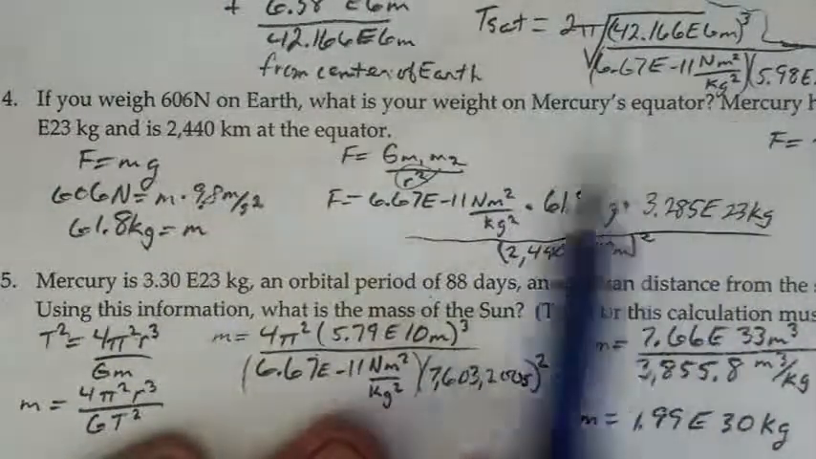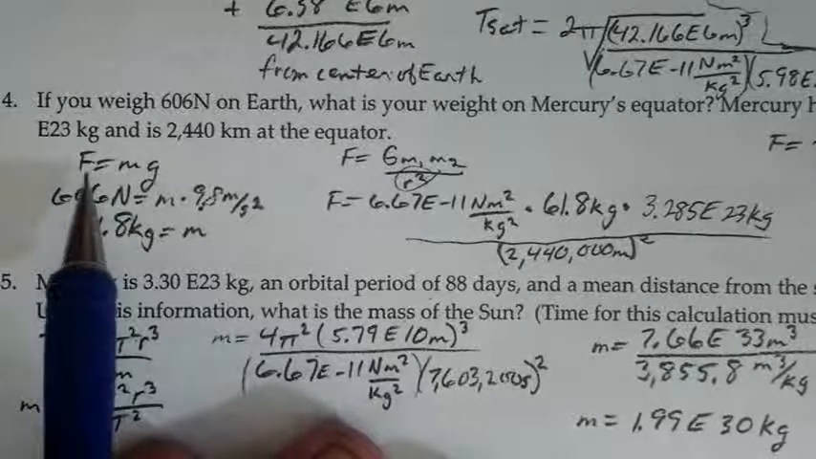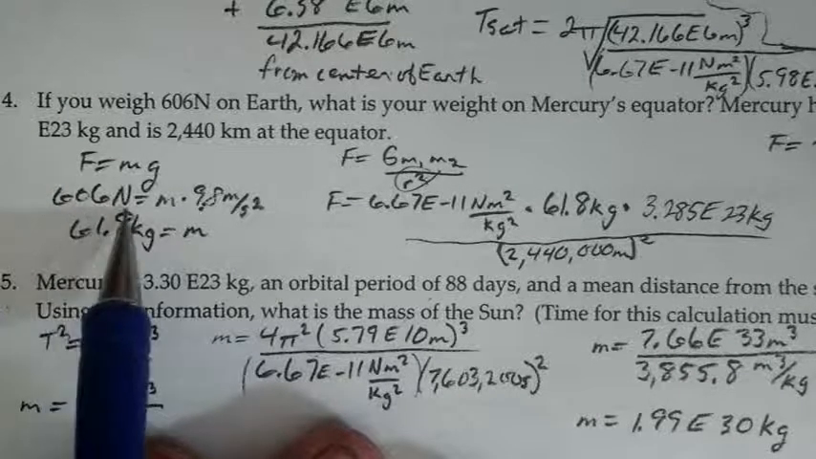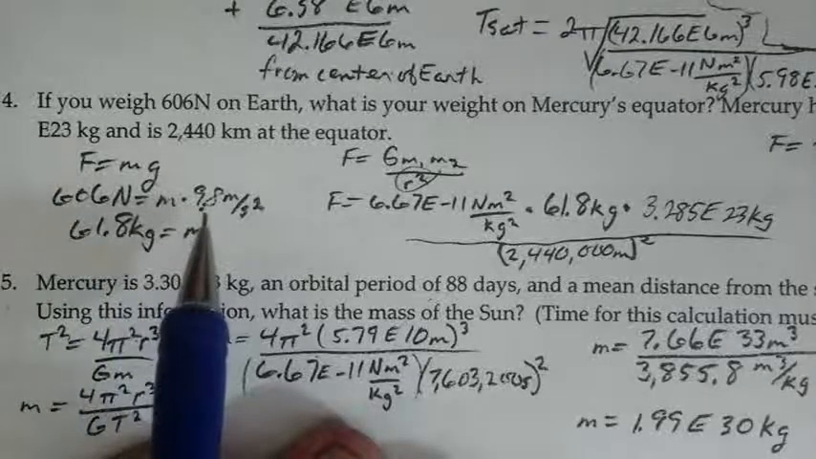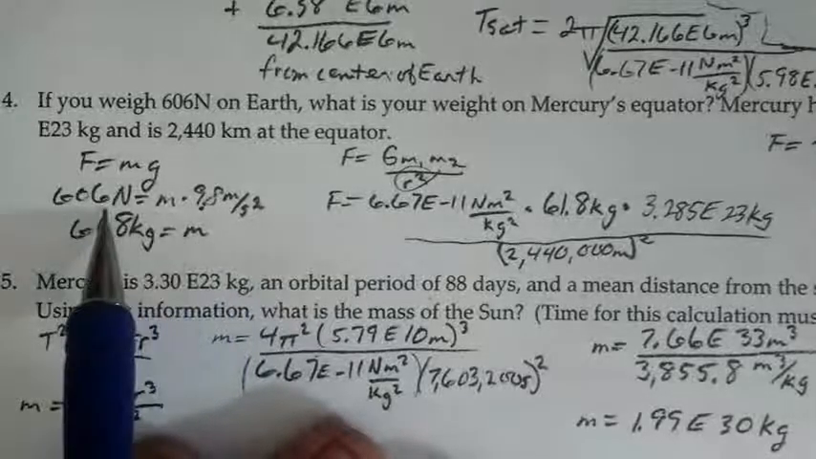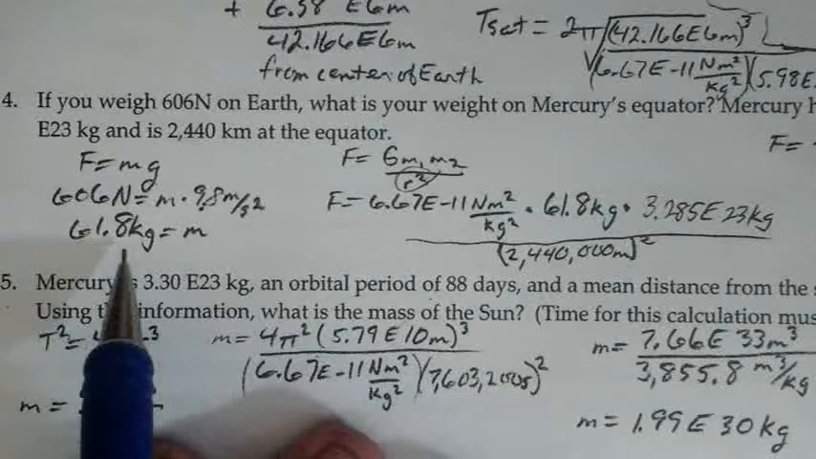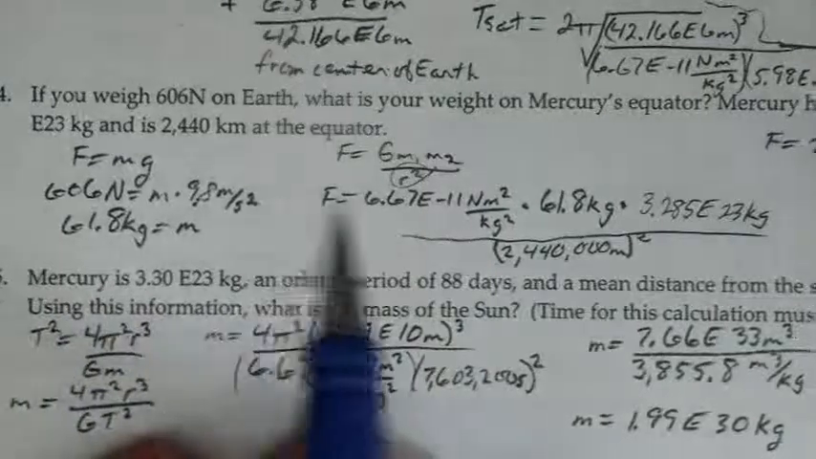What's your weight on Mercury's equator? Well, what's my actual mass? I know on Earth I have a force, a weight of 606 newtons. My mass is unknown, and I know on Earth I have a gravitational acceleration of 9.8 meters per second squared. This divided by that gives me m, and I have a true mass of 61.86 kilograms, which is true no matter where I am in the universe.